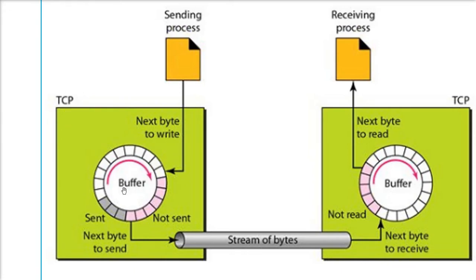So here you see we have a buffer. The sending process will have a buffer. What is the next byte to write? What is the next byte to send? What is not sent? And that takes care of reliability, because every communication will get an acknowledgement on both sides. What is happening on one TCP side is also happening on the other side. So you have a buffer where you keep what has been sent, what has not been sent, and what has been sent but the acknowledgement has not been received. And that is how the sliding window protocol works on this buffer. So this is buffering.